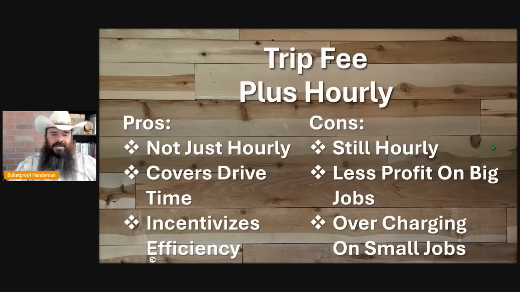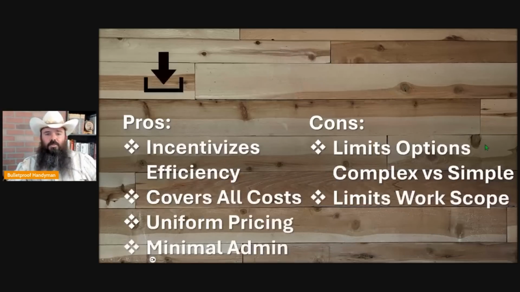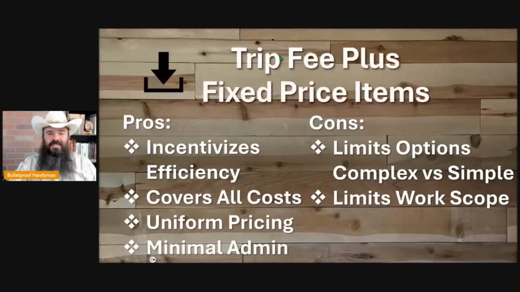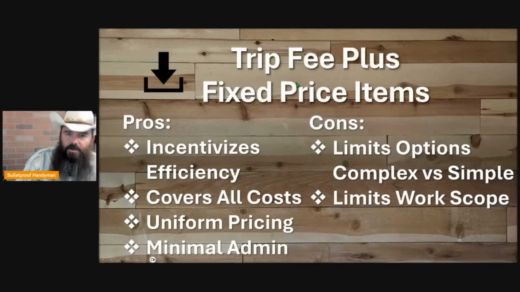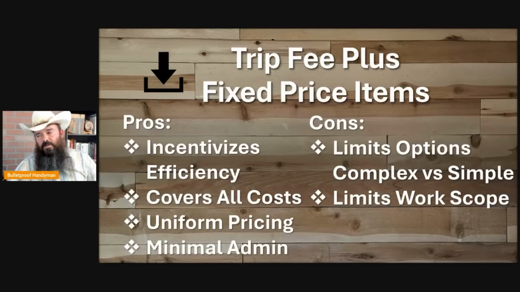And moving on to the next slide. On this one, we've got trip fee plus fixed price items. I do like this one a lot. This is very similar to a lot of the jobs I do. This is one of my many methods that I use for pricing. So what this is, you're going to have a trip fee that covers you getting to the front door. This one is more handy for bigger jobs. But the trip fee covers you getting to the front door, covers your admin work, parts ordering, invoicing, estimating, shopping, all of that stuff.